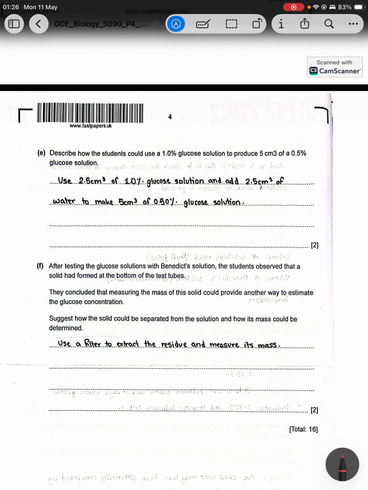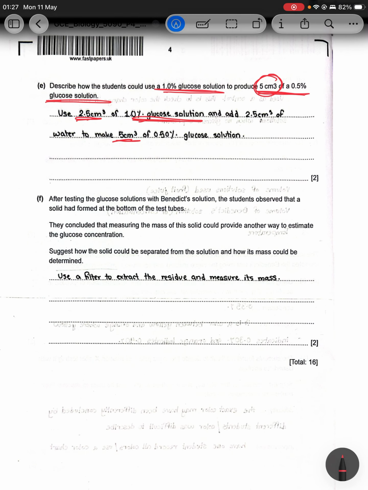Okay, here describe how students could use a 1% glucose solution to produce 5 centimeter cube of 0.5% glucose solution. So you want to essentially make the concentration half. So what you do is you take half of this volume you want to get of 1% glucose solution, and then add another half of the same amount of water to make 5 centimeter cube of 0.5% glucose solution. So you're using 1% and you're diluting it with water to make the concentration half.